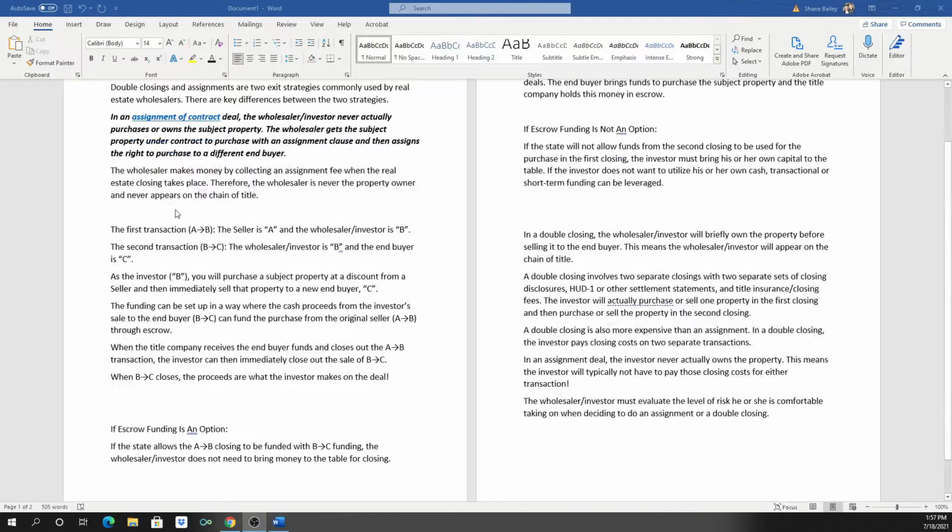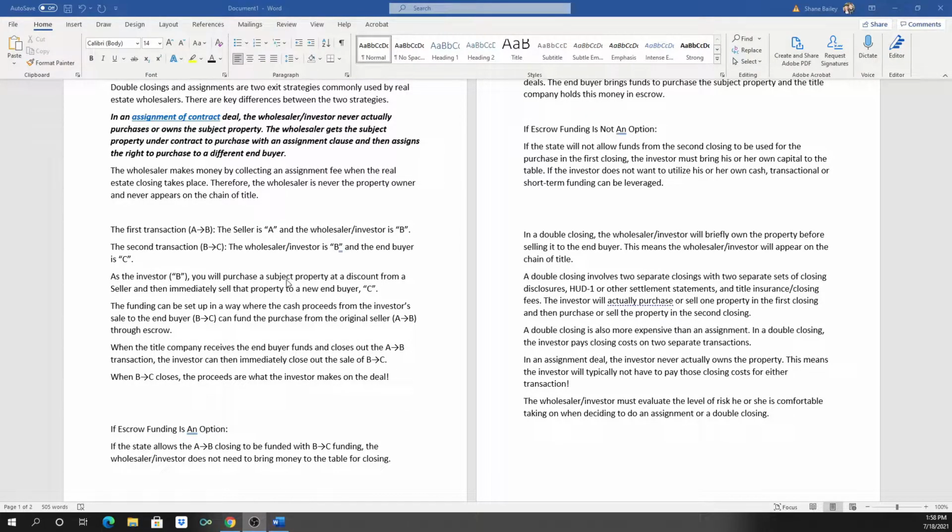Okay, real quick example of how that happens. The first transaction is seller A and wholesaler, which is you, B, starting a contract. The second transaction is basically the wholesaler B and the end buyer C, which is the cash buyer at the end of this thing.